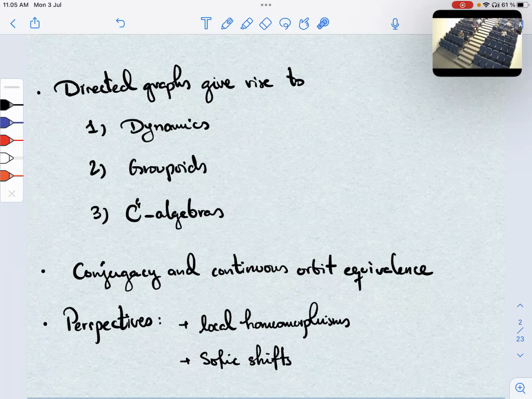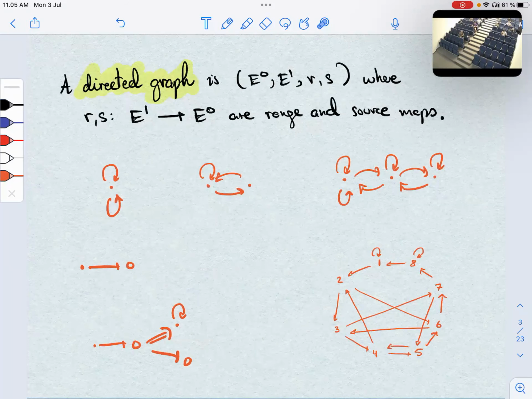Okay, so just to get the very basics done, a directed graph, and just also to establish some notation, is just a set of dots and arrows, and I specify the orientation. So that's given by the range and the source map. And I've drawn for you quite a few examples here. They're interesting in their own right. So maybe you recognize some of them. This is what corresponds to the O2 C-star algebra we've already heard about in the last talk. It also corresponds to the full shift. I'll talk about this later.